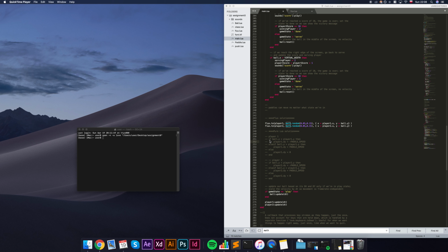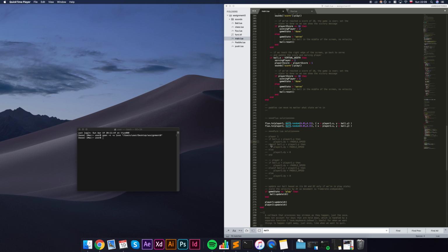So I did the if statement. I checked if the y of the ball is lower than the y of the player. And if that's the case, I set the dy of the player to be minus paddle speed, which means that the position on the y-axis of the paddle will go up on the axis, trying to get to the position of the ball.